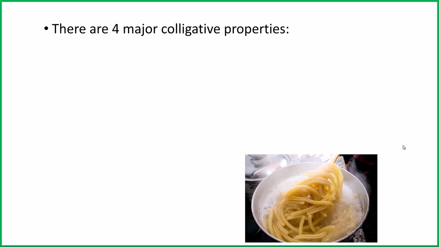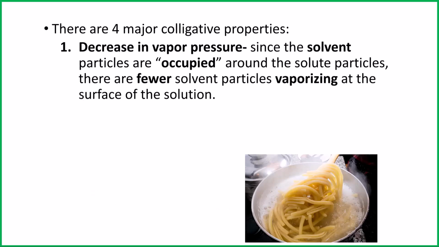So there are 4 major colligative properties. First, a decrease in vapor pressure. Again, we're talking here about colligative properties, or properties that are based on the amount of solute particles. In non-volatile solutes, which means that they don't readily evaporate, an increase in solute can cause a decrease in vapor pressure.